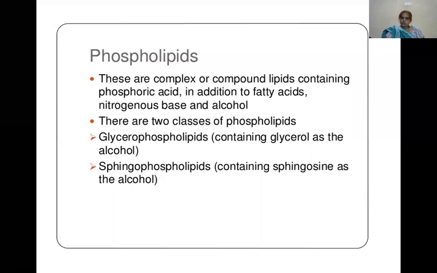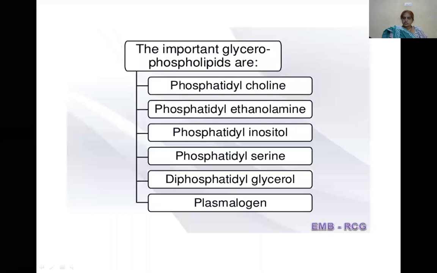These are two types, that is glycerophospholipids and sphingophospholipids. In glycerophospholipids, glycerol acts as the alcohol. In sphingophospholipids, sphingosine acts as the alcohol. So these are the most important types of phospholipids.